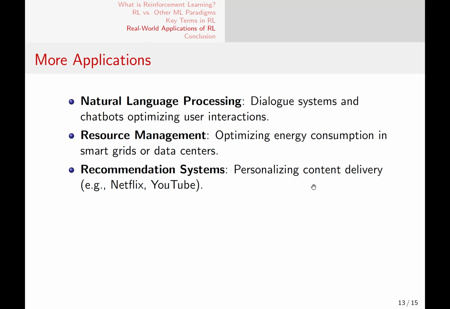Then resource management, optimizing energy consumption in smart grids or data centers can be some kind of reinforcement learning. And recommendation systems, personalizing content delivery on Netflix or YouTube. Of course, you discover that the kind of things you see on YouTube will determine the kind of things you get to see over time.